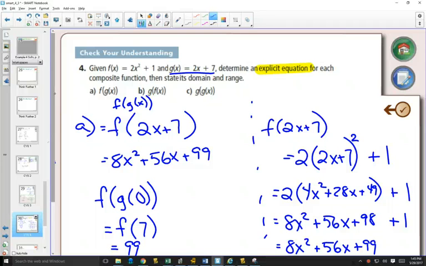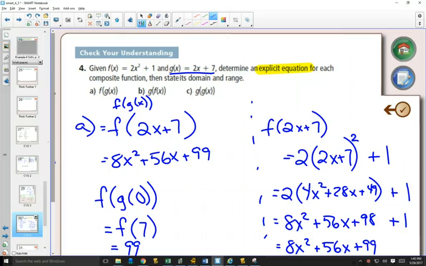So first of all, looking at f of x, can you see that that's a parabola? It's been stretched vertically by 2 and then shifted up 1. It would have a vertex at 0, 1. Its domain would be everything. Its range would be y is bigger than or equal to 1. Our second equation, 2x plus 7, is a line. It has a domain and range of everything.